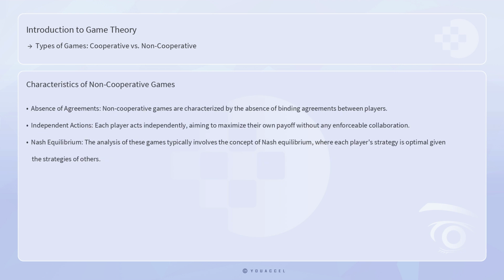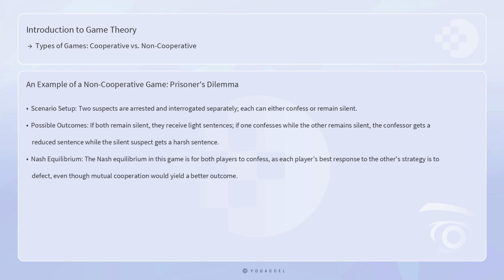On the other hand, non-cooperative games are characterized by the absence of binding agreements between players. Each player acts independently, aiming to maximize their own payoff without any enforceable collaboration. The analysis of these games typically involves the concept of Nash equilibrium, where each player's strategy is optimal given the strategies of others. In a Nash equilibrium, no player can unilaterally improve their payoff by changing their strategy. An example of a non-cooperative game is the classic prisoner's dilemma.